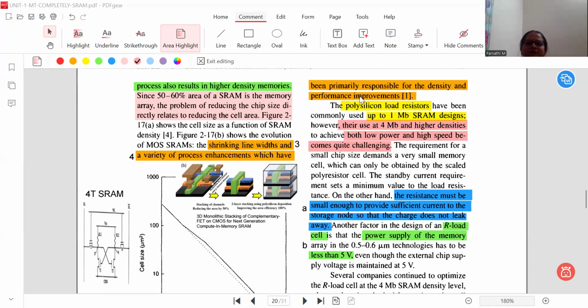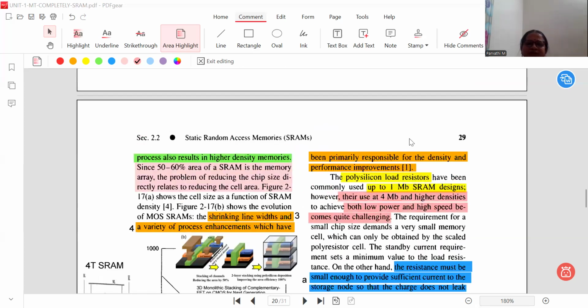So these are the responsible parameters. One is channel length, another is scale down, another is shrinking line width, that is peripheral circuitry, then a variety of process enhancements. All these four parameters are responsible for density and performance improvement. This is a very important point also, responsible for density as well as performance improvement of advanced memories.